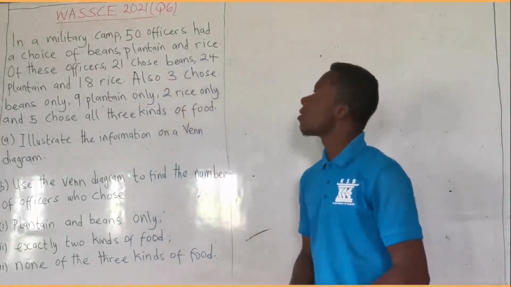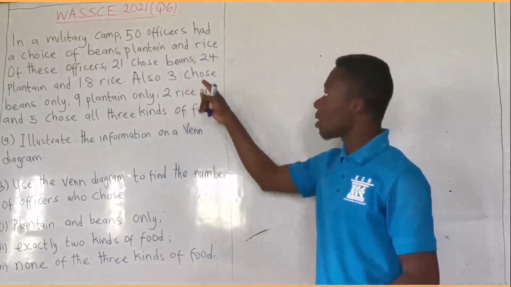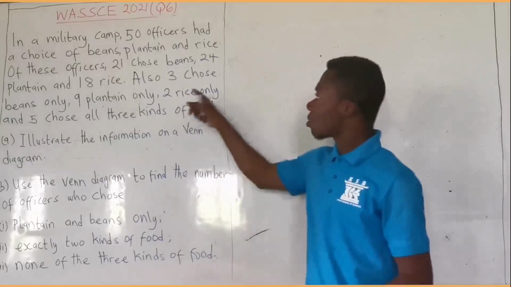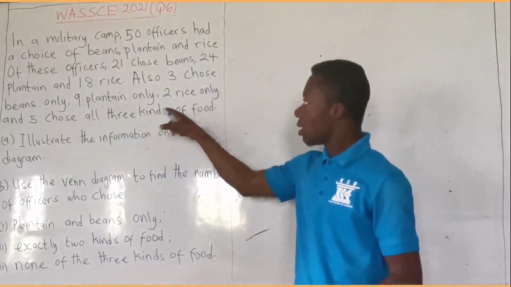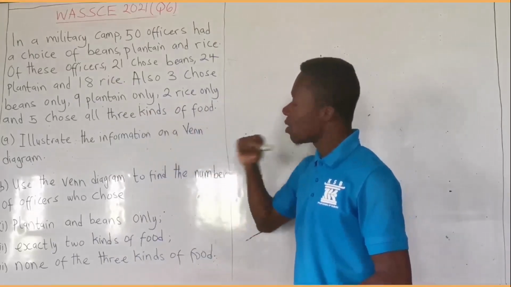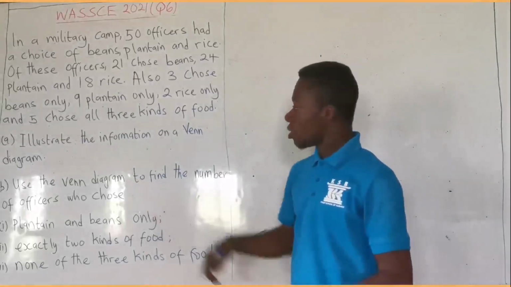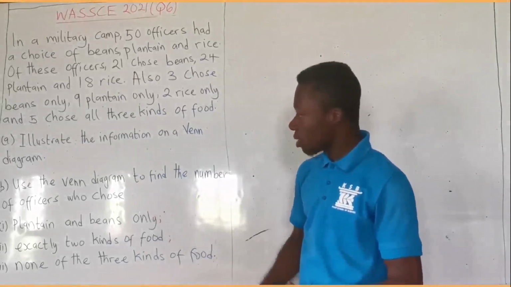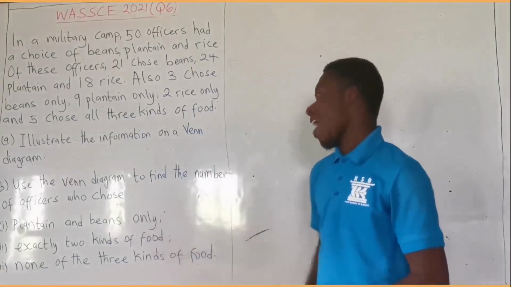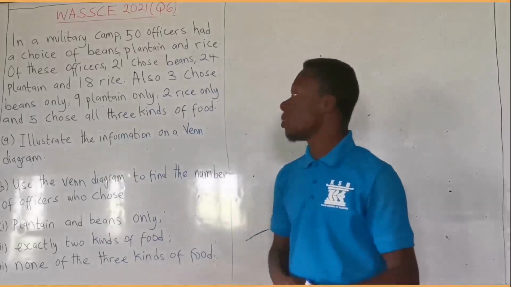In a military camp, 50 officers had a choice of beans, plantain, and rice. Of these officers, 21 chose beans, 24 plantain, and 18 rice. Also, 3 chose beans only, 9 plantain only, 2 rice only, and 5 chose all the 3 kinds of food. A, illustrate the information on the Venn diagram. B, use the Venn diagram to find the number of officers who chose: i, plantain and beans only; ii, exactly 2 kinds of the food; iii, none of the 3 kinds of the food. So let's see how we can go through that.